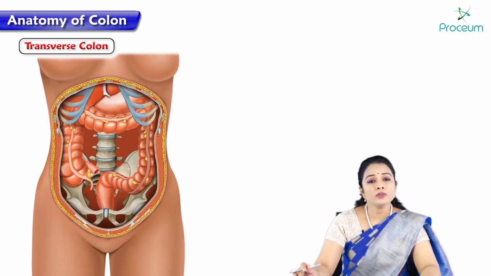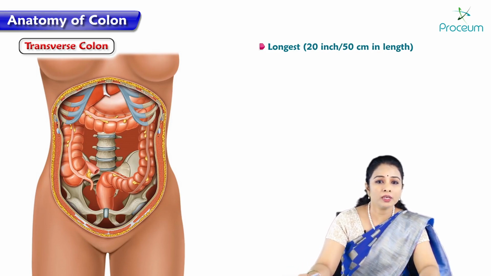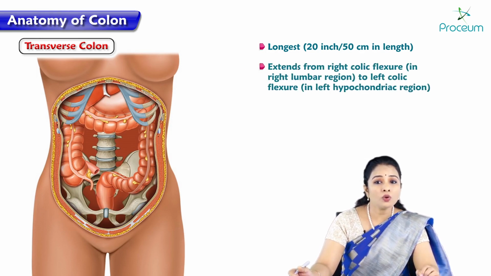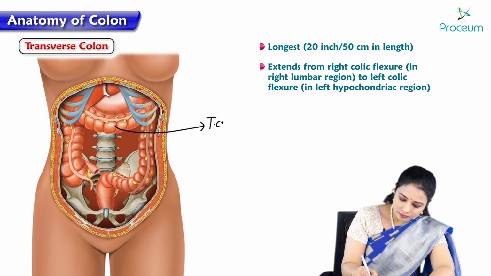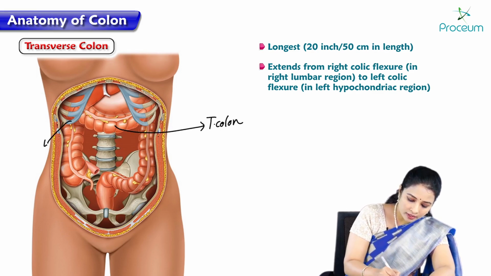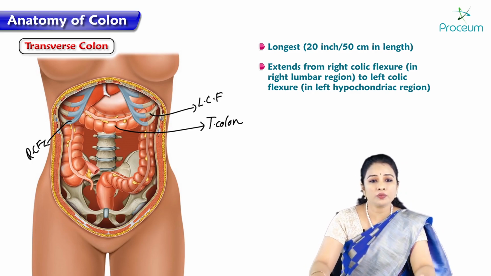Transverse colon. The transverse colon is the longest part of the colon, around 20 inches or 50 centimeters in length, and it is the most mobile part of the large intestine because it is intraperitoneal, meaning it is covered by peritoneum. It extends from the right colic flexure, which is present in the right hypochondriac region, to the left colic flexure, which is located in the left hypochondriac region. So here is the transverse colon. This is the right colic flexure, which is nothing but the hepatic flexure, and this is the left colic flexure, which is nothing but the splenic flexure of colon.